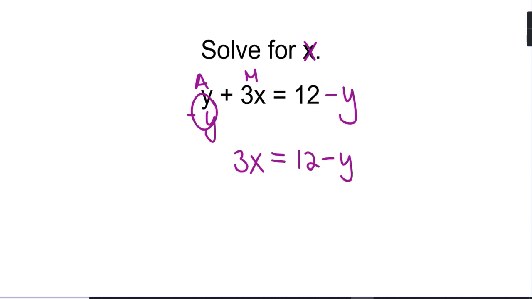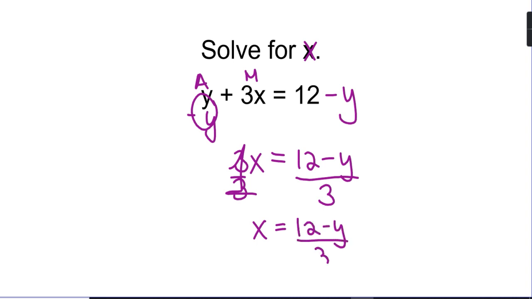I cannot simplify that. Those are not like terms. There's a constant and a variable. I don't know what y is, so there's no way I can subtract. I just leave it. Next, I need to do the inverse of multiply by 3, and that's divide by 3. 3 divided by 3 is 1. I divide by 3 on the other side, and I'm careful to divide the whole thing. So 12 minus y all gets divided by 3.